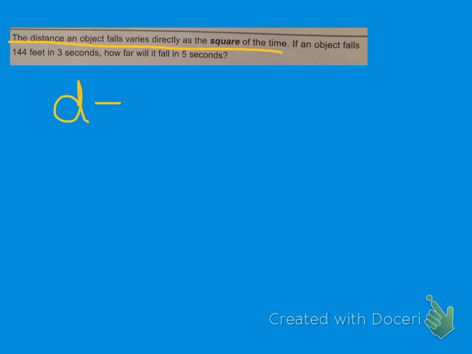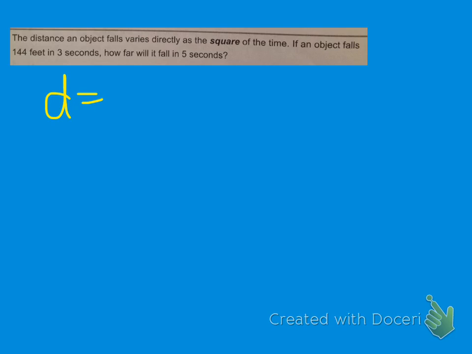Okay, let's do another problem, and let's read it. It says that the distance an object falls varies directly as the square of the time. If the object falls 144 feet in 3 seconds, how far will it fall in 5 seconds? So we have to determine our equation. We've got to find our equation. And so it says the distance varies directly as the square of the time.